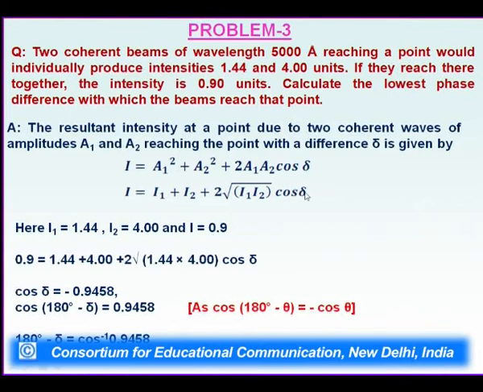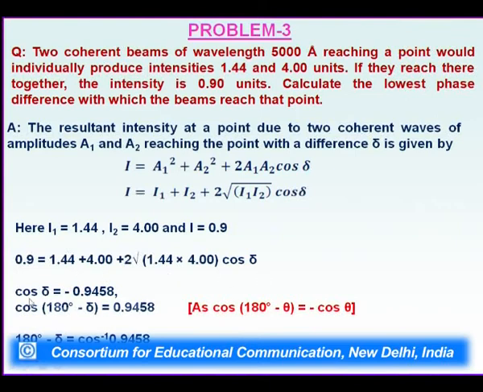We are calculating the delta here. This I is equal to 0.9, we put here, then put the value of I1, then put the value of I2, and here I1 and I2, take the square root of that and then multiply by the 2 and this cos delta.